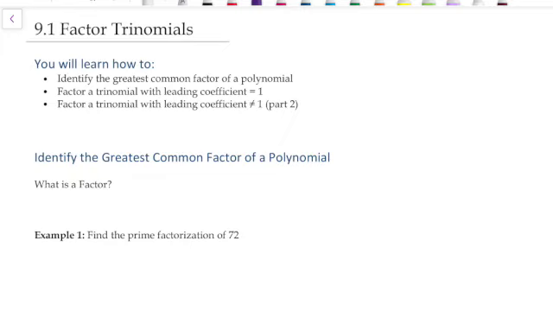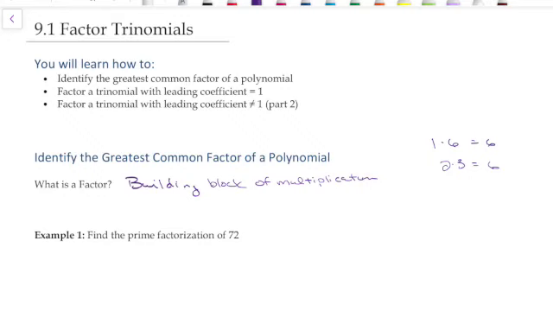All right, so what even is a factor? A factor is the building block of multiplication. That's the easiest way to think about it. The building blocks of multiplication. Okay, so like for 6, we would have 1 times 6 equals 6, or we would have 2 times 3 equals 6. Okay, so those are factors.